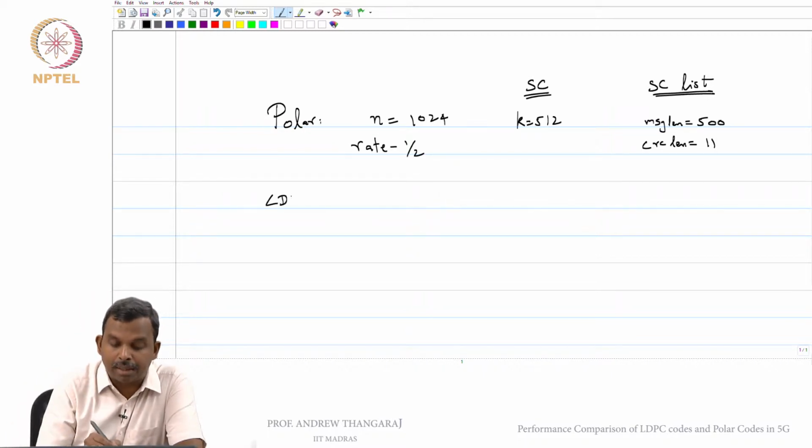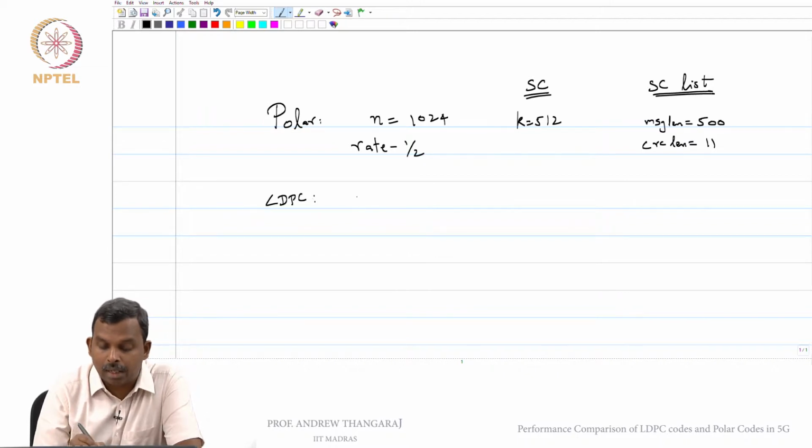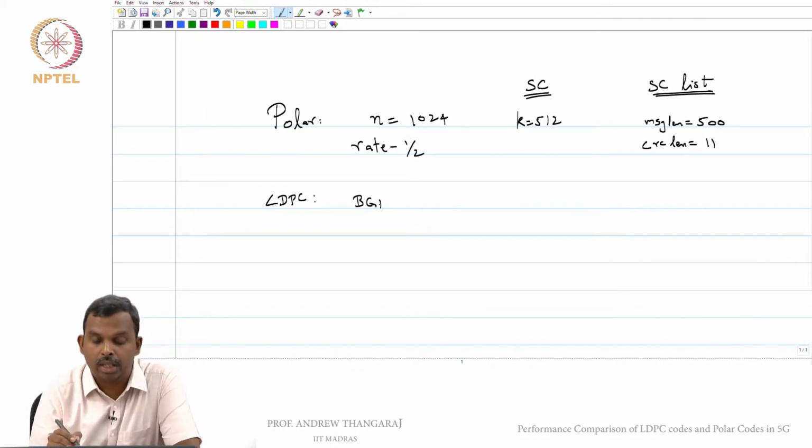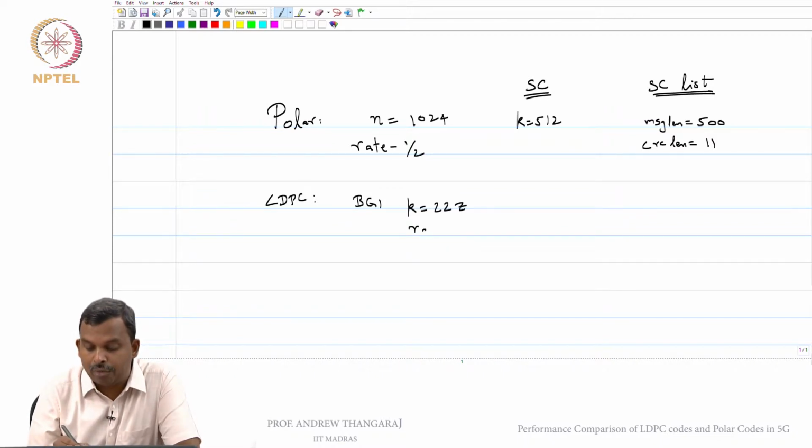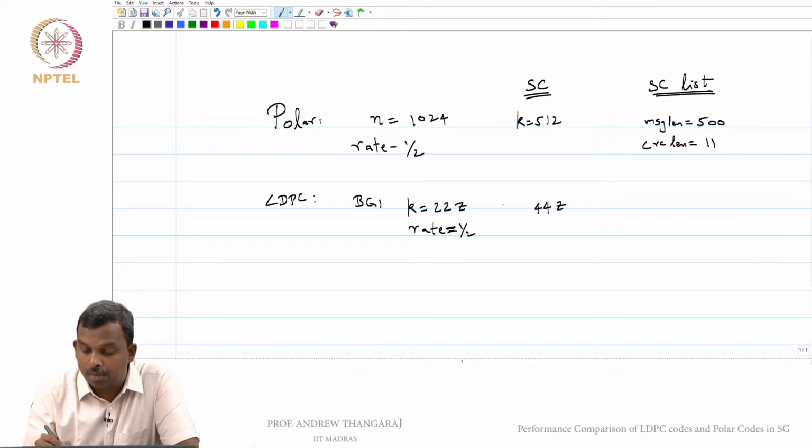Now what do we do for LDPC? For LDPC, remember there's base graph 1 and base graph 2. If I want rate half with base graph 1, the K gets fixed in LDPC. K becomes, for base graph 1, 22 times Z. So for rate half, roughly half, you need N to be 44 times Z.